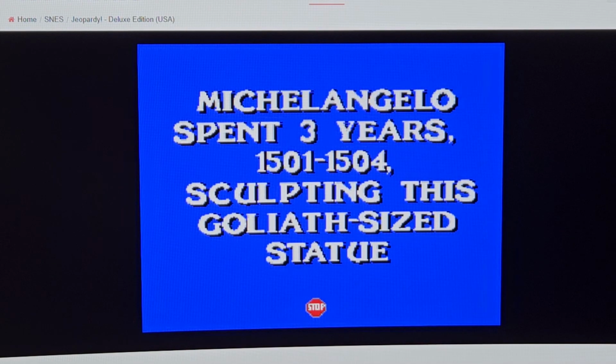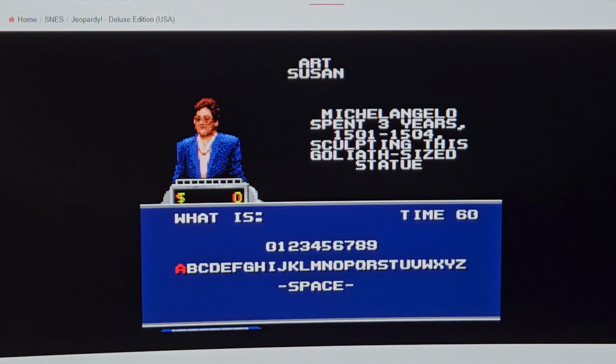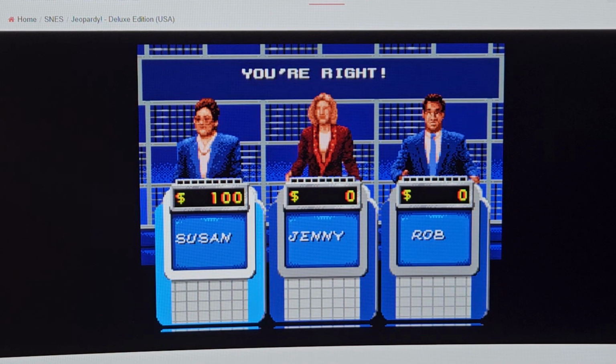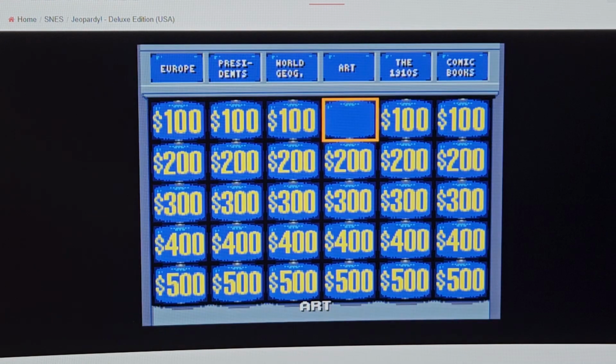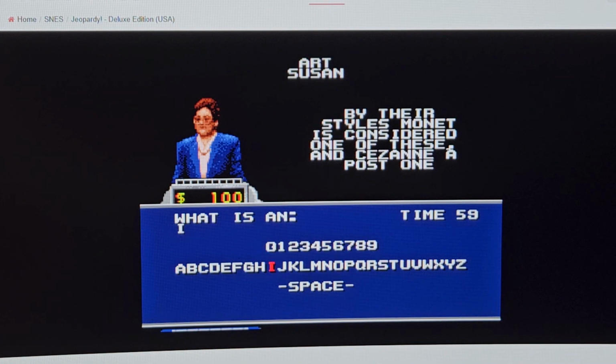The answer is... Michelangelo spent 3 years, 1501 to 1504, sculpting this Goliath-sized statue. What is David? Art for 2. The answer is... By their styles, Monet is considered one of these, and Cézanne a post one. What's an impressionist?